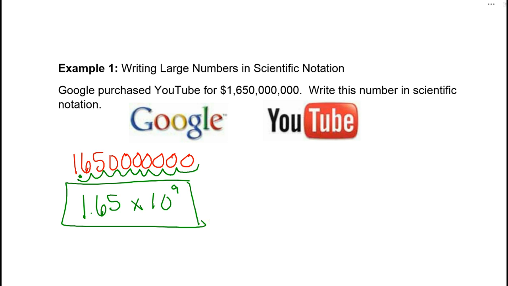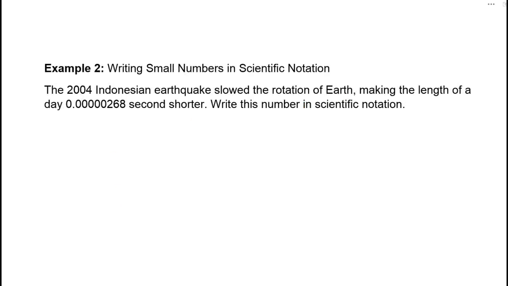And that's it. Example 2, writing small numbers. So the 2004 Indonesian earthquake slowed the rotation of Earth, making the length of a day 0.000000268 seconds shorter. So write this number in scientific notation. So I have 0.000000268. Make sure that's 5 zeros. 1, 2, 3, 4, 5.